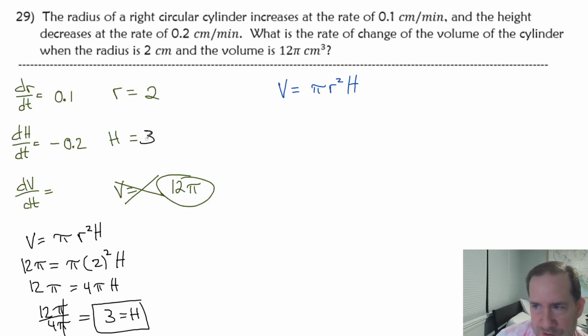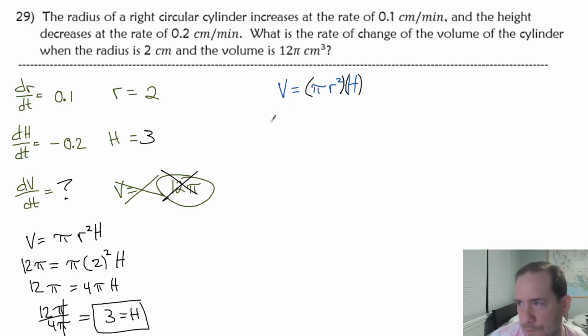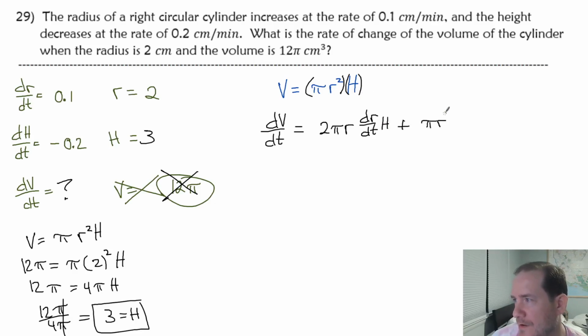And this measurement we needed. The volume can just go away. We don't need it anymore. We have all the stuff we needed. dV/dt is going to be our answer. So again, we differentiate, and we're differentiating remembering that we do have to do the product rule. So this is going to be dV/dt equals 2 pi r times dr/dt and times h, and then plus the pi r squared times dh/dt.